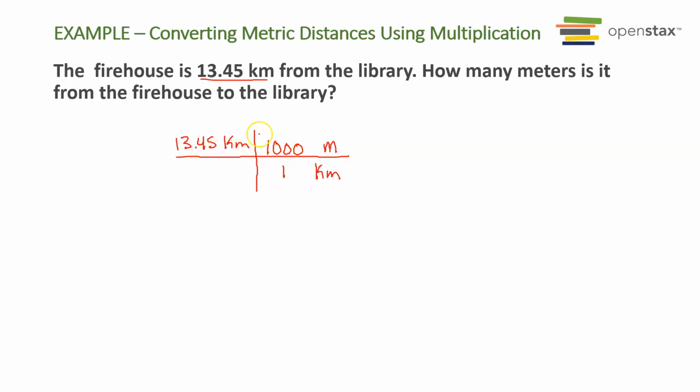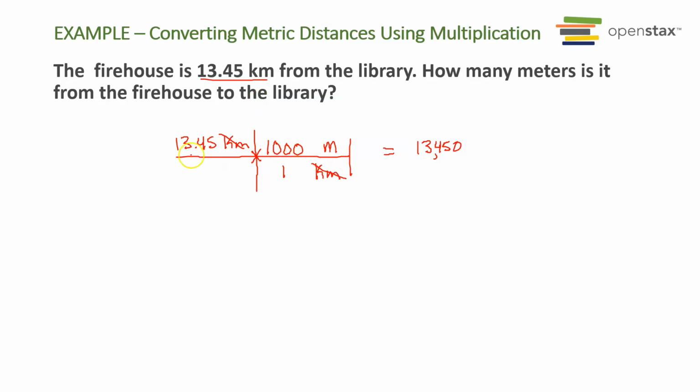So in this table what we're doing is multiplying if they're on the top and dividing if they're in the bottom. All right, so we're going to do 13.45 kilometers times 1,000 meters per kilometer. Because kilometers is in top and bottom, they cancel, and then we do 13.45 times 1,000. So that results in 13,450.